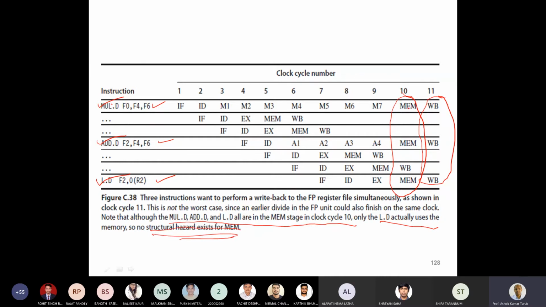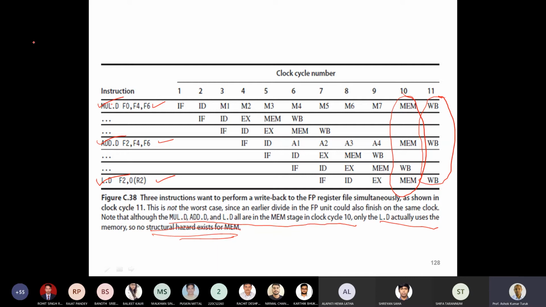So this is in the memory stage, this is in the memory stage, this is in the memory stage. That means two instructions cannot use the same functional unit at the same time. If two instructions are using the same functional unit at the same time, then you can say that a structural hazard exists.